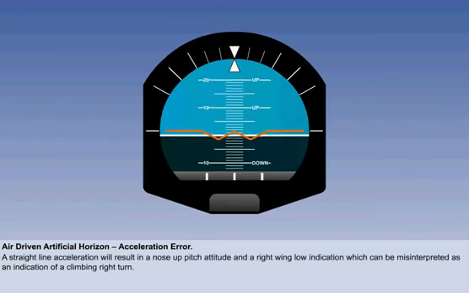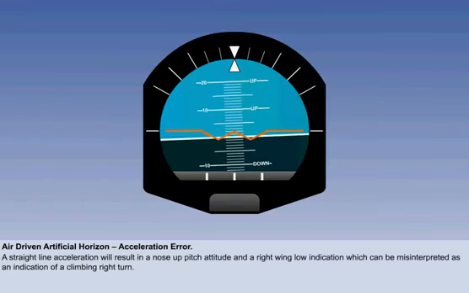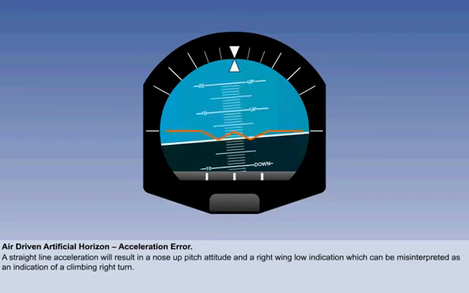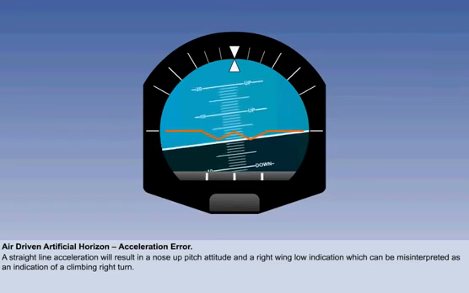The error associated with the air-driven artificial horizon is that the pendulous vanes and the weighted rotor base will be affected by any acceleration, not just that due to gravity. A straight line acceleration will result in a nose-up pitch attitude and a right wing low indication. In flight with sole reference to instruments, this can be misinterpreted by the pilot as an indication of a climbing right turn.